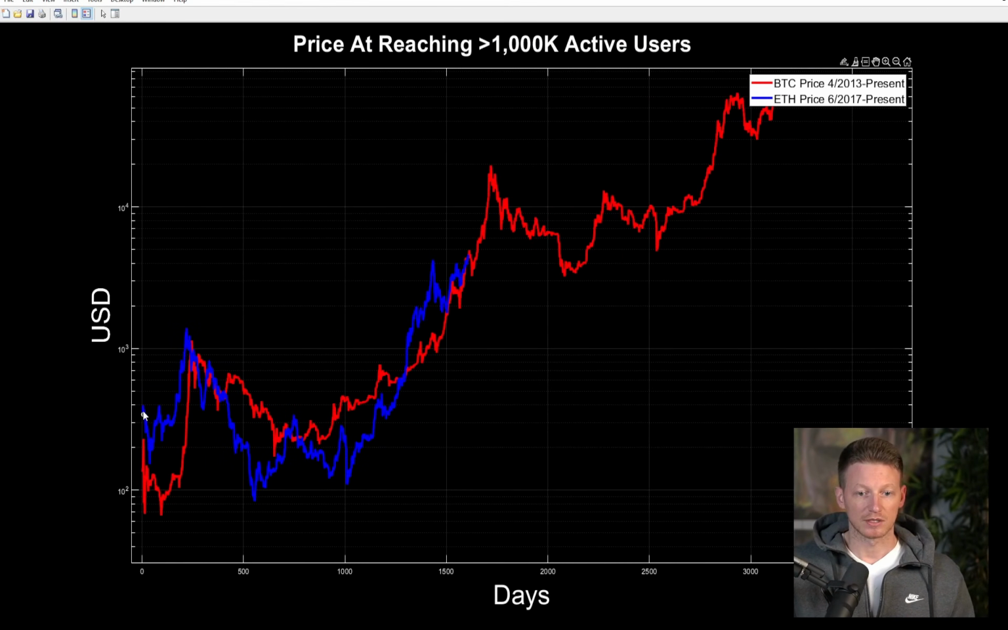So remember, the ages of Bitcoin and Ethereum are different. So to compare apples to apples, what we want to do is start looking from the point at which both networks attained approximately 1 million active addresses. This occurred at 4/2013 for Bitcoin and 6/2017 for Ethereum. And this is the price of these two currencies over this time period.